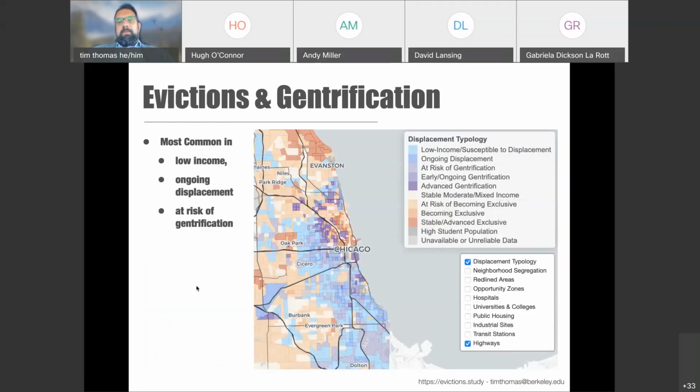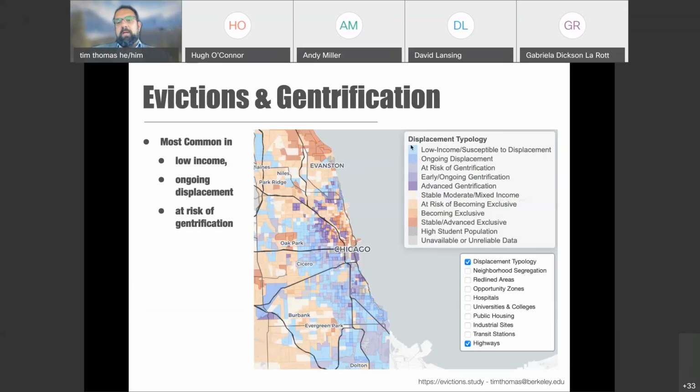We also, at the Urban Displacement Project, have recently been developing a displacement typology, which basically highlights where gentrification is happening. So to some degree, we can look and see where evictions are happening most in terms of gentrification. At the UDP, we break this up into three categories. We have the low income or susceptible to displacement or displacement categories in these blue bars. In the purple, we have at risk of or advanced gentrification. And then in the yellow to orange, we have this idea of stable or advanced exclusivity. In other words, these are areas that people have difficulty moving into.